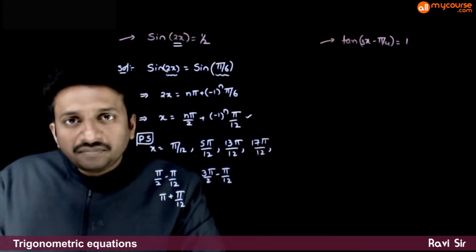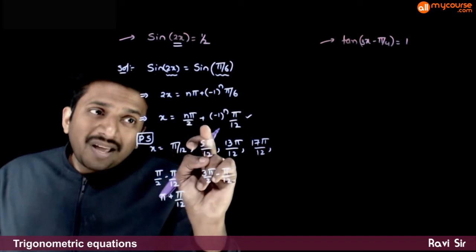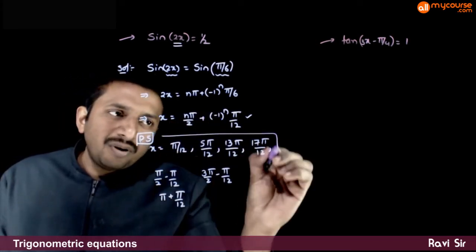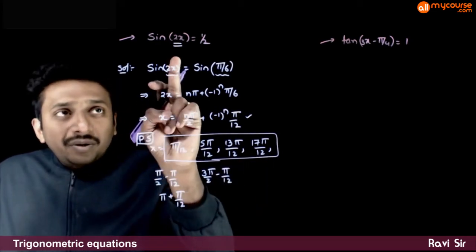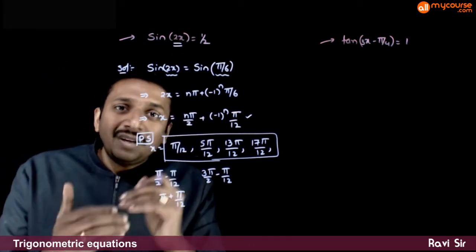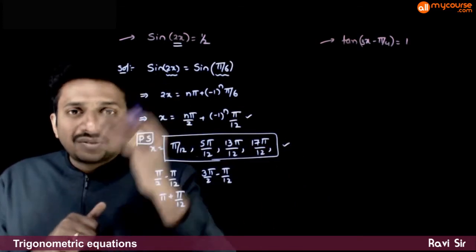Now if you put n is equal to 4, you have 2 pi plus something. You are going beyond 2 pi. So these are the 4 principal solutions. So instead of x, if you have 2x, the 2 principal solutions are now becoming 4 principal solutions. So these are the principal solutions to this question.